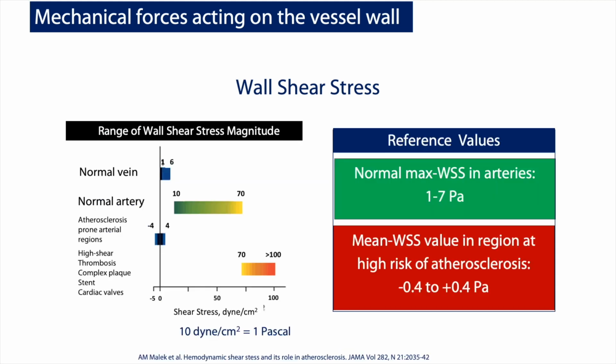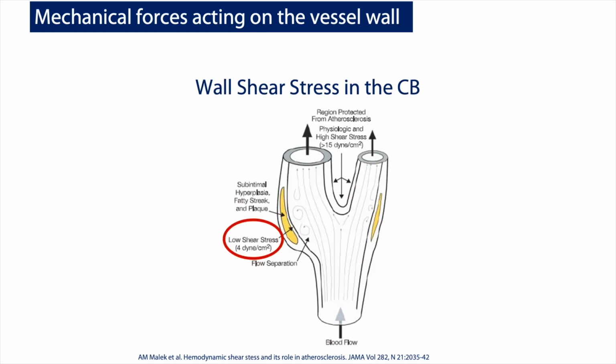The reference values for wall shear stress have already been established in the literature. For example, the normal maximum wall shear stress in arteries is between 1 and 7 Pascal. Regions prone to plaque development experience a mean wall shear stress between minus 0.4 and plus 0.4 Pascal. These low values are usually found on the opposite sides to the flow divider in the carotid bifurcation.